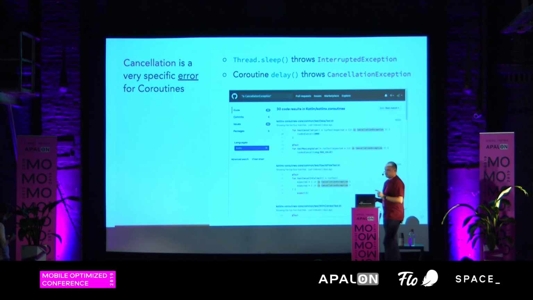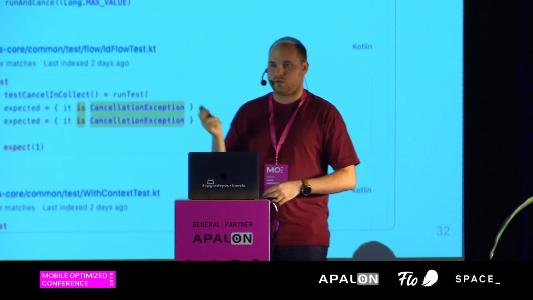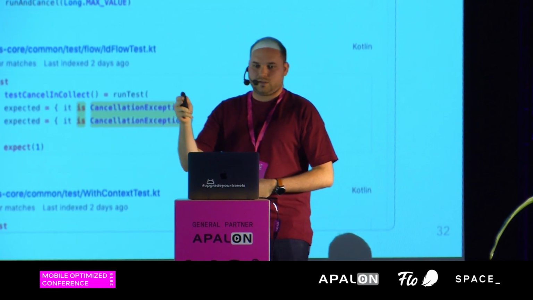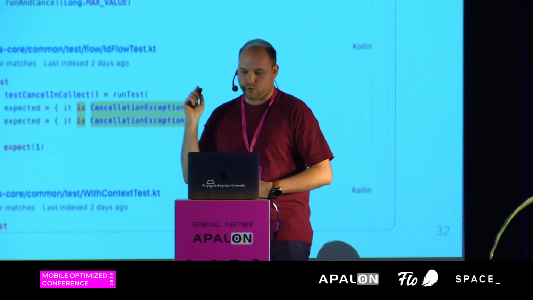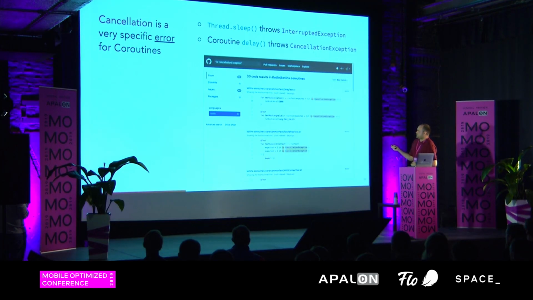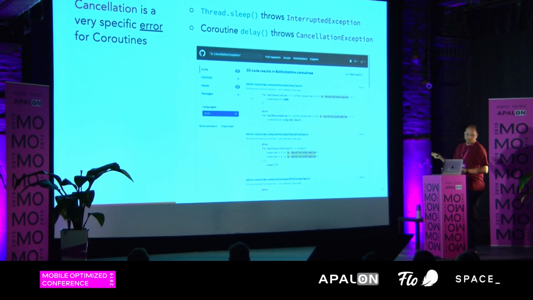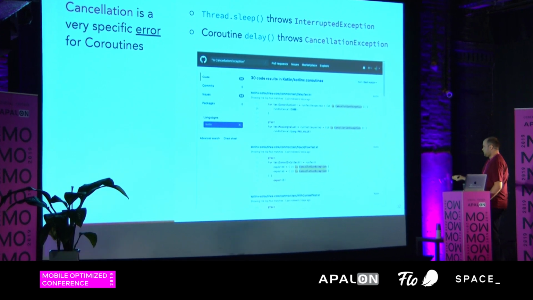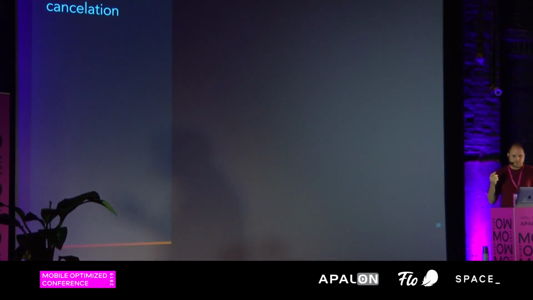It's called a CancellationException with coroutines. With threads, it would be an InterruptedException. As I mentioned, when you call delay, or Thread.sleep, or an Rx timer, whenever you cancel it, they throw an error. Coroutines throw a similar error, a CancellationException here. I searched the source code for the coroutine implementation and found 30 code results in kotlinx.coroutines. So this exception is extremely specific. They check for it, like isCancellationException.